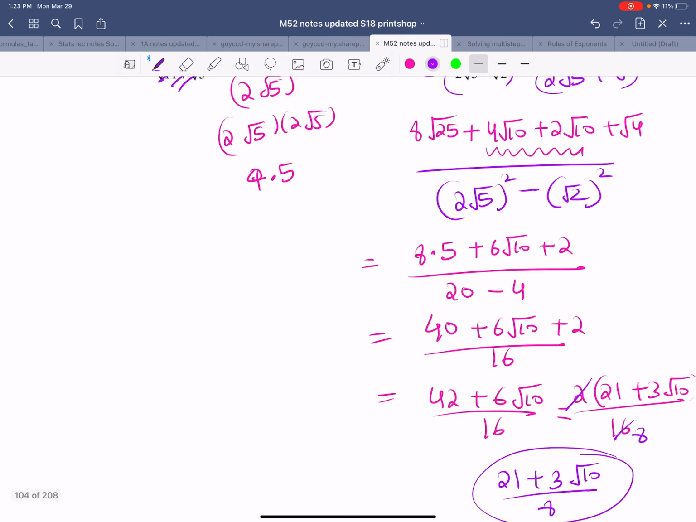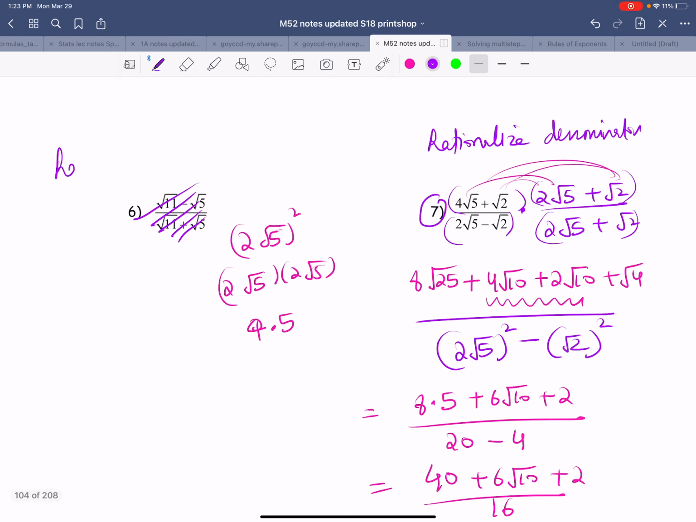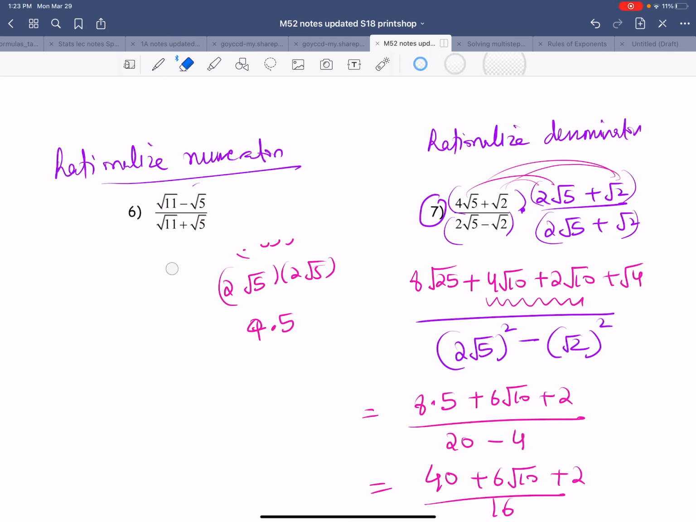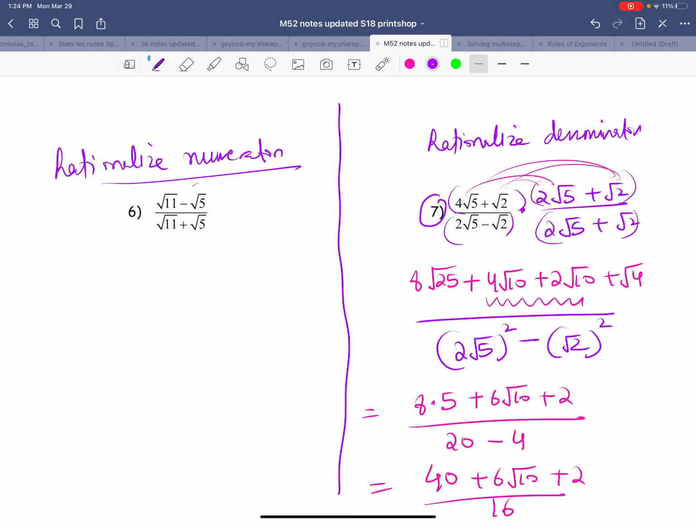Okay. One last example where I'm going to rationalize the numerator, just because we haven't seen any example of rationalizing the numerator. Directions can say divide, or you can say rationalize the denominator, or it can say simplify. We just know whenever it says simplify, we cannot leave a radical in the denominator. Now for rationalizing the numerator, we will multiply both numerator and denominator with the conjugate of the numerator.